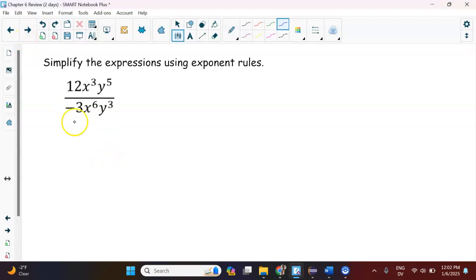Okay, a couple more exponent rules, I think. Oh, no, one more, actually. So last exponent rule is one. Pause the video and give this a shot.